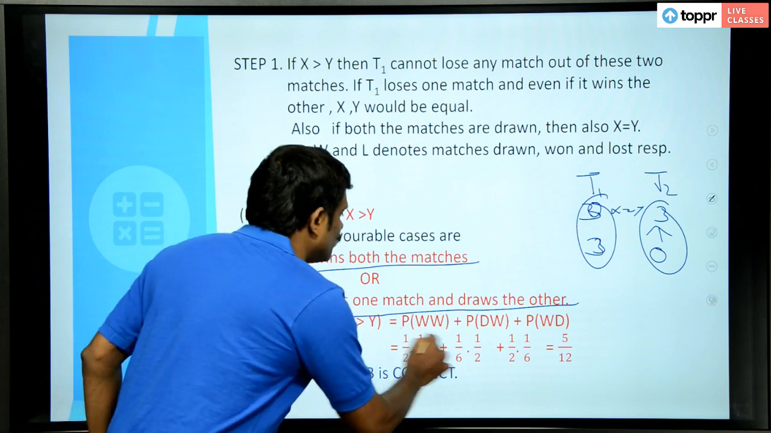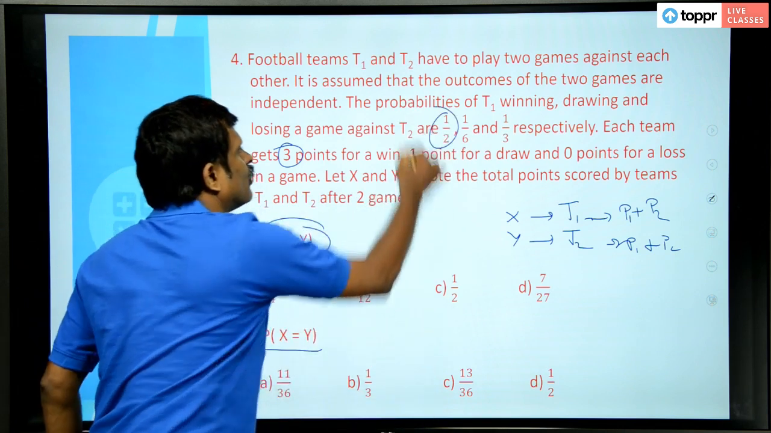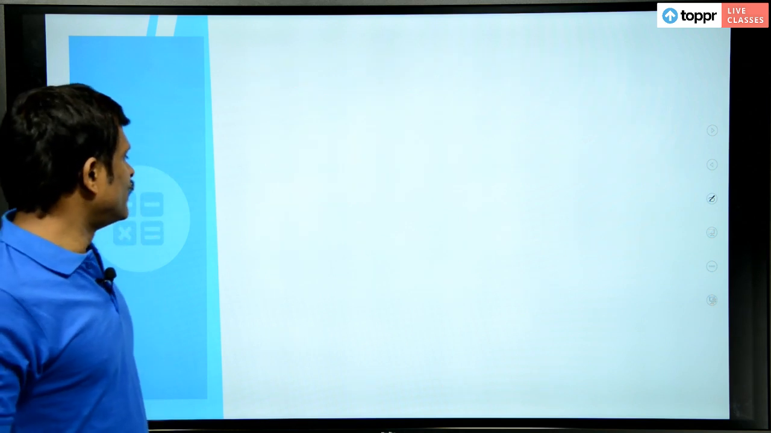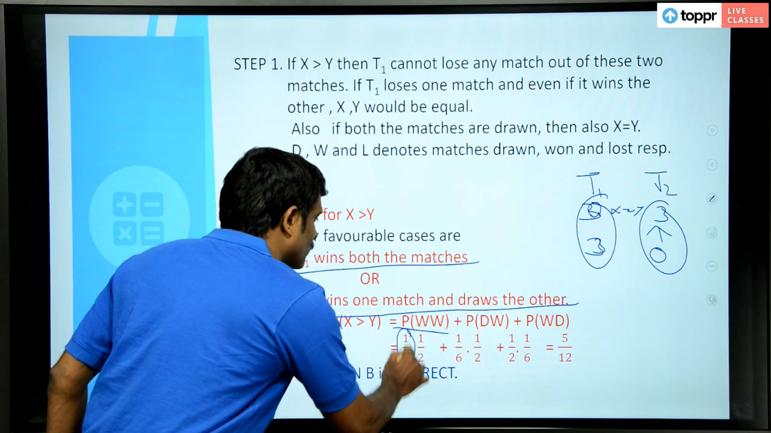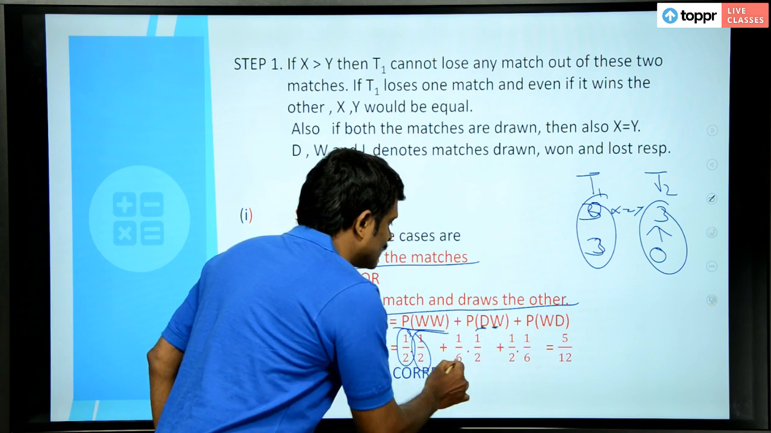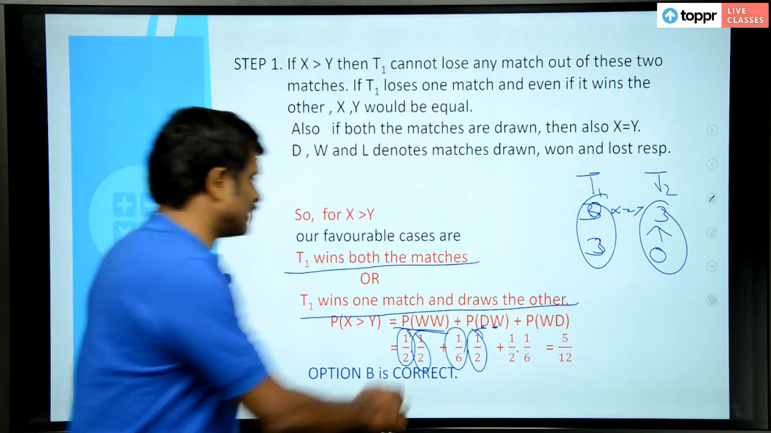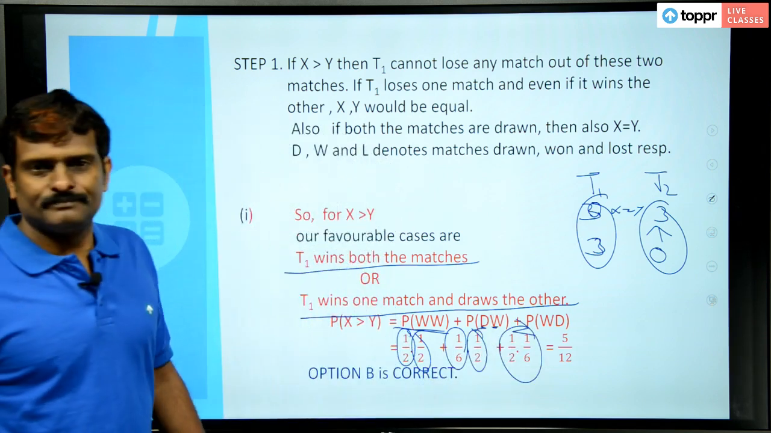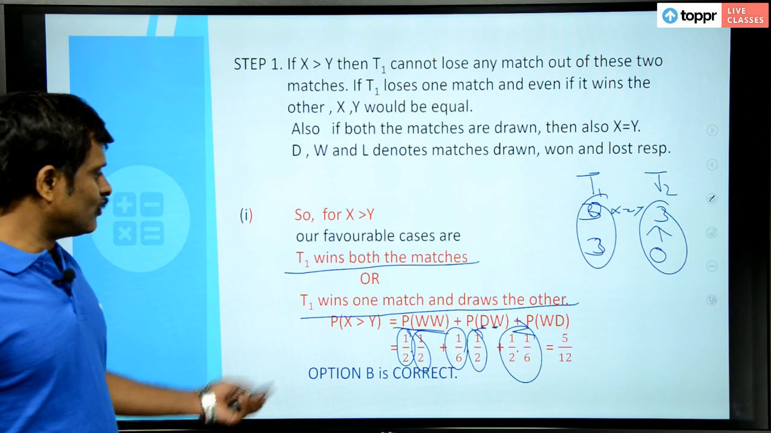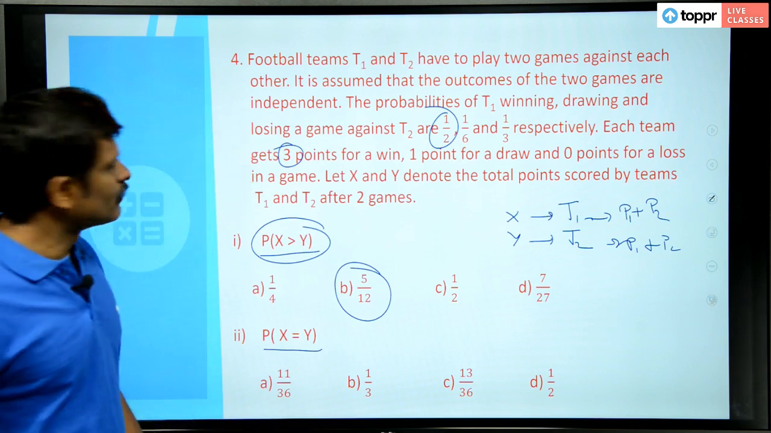The winning probability for a match here is half. For team 1 to win the match is half, and to draw it is 1 by 6. So, probability of winning both the matches is 1 by 2 times 1 by 2, plus winning and drawing the match is 1 by 2 times 1 by 6, because the probability of drawing a match is 1 by 6 here. So, 1 by 6 times 1 by 2 and 1 by 2 times 1 by 6. When you simplify this and add them, you will get 5 by 12. So, 5 by 12 is the correct answer here, right.